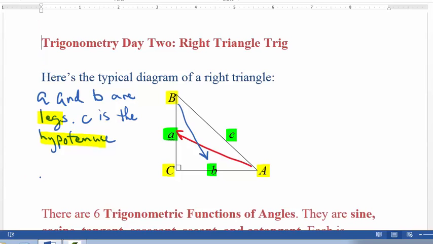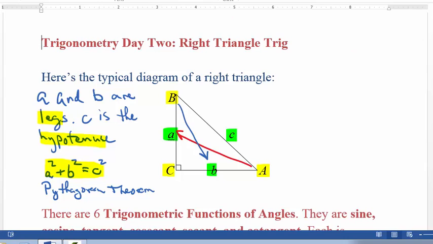And of course, the famous relationship between the sides in a right triangle is known as the Pythagorean theorem, which tells you a squared plus b squared equals c squared. So this is the Pythagorean theorem, which gives you the relationship between the sides in a right triangle. Again, a and b are the legs, and c is the hypotenuse. Hopefully you recall that, or at least recall the name.